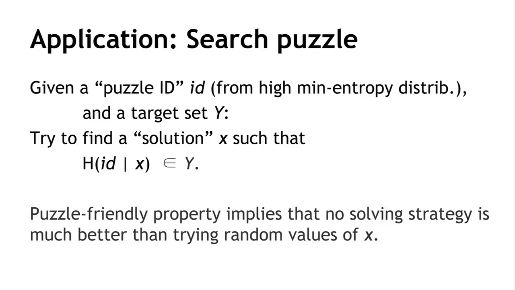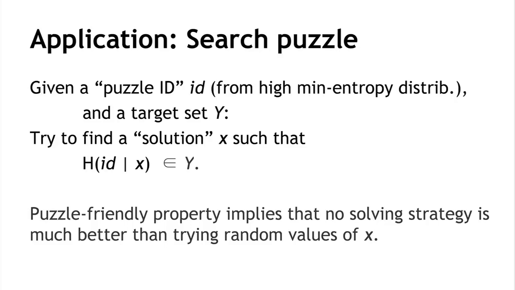To be more specific, the idea is that we're given a puzzle ID, which is chosen from some high min-entropy distribution, that is, some very spread out probability distribution, and we're given a target set y, which someone wants to make the hash function fall into. Then we want to find a solution x, so that if we hash the puzzle ID together with x, we get a result that's in the set y. So y is a target range or set of hash results that we want, the ID specifies a particular puzzle, and x is a solution to the puzzle.